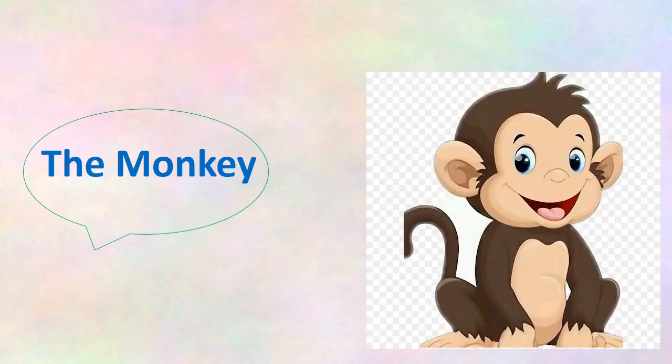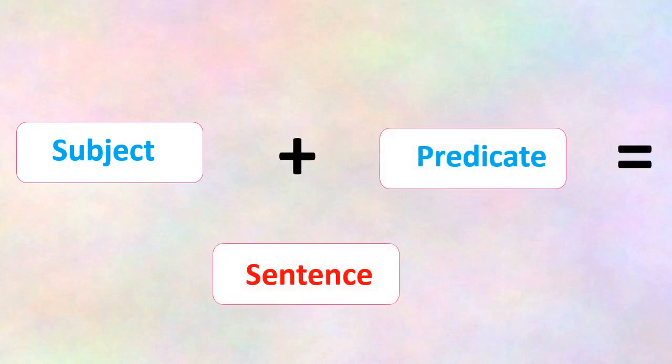So students, if you have just a subject, for example, the monkey, you would have no idea what the monkey is or does. Was the monkey on tree? Or did the monkey jump? Don't know. Do you know? And similarly, if you have just a predicate, you would have no idea who or what it is talking about. So students, we need both the subject and the predicate to make a complete sentence.